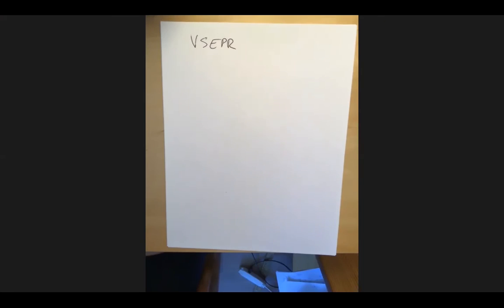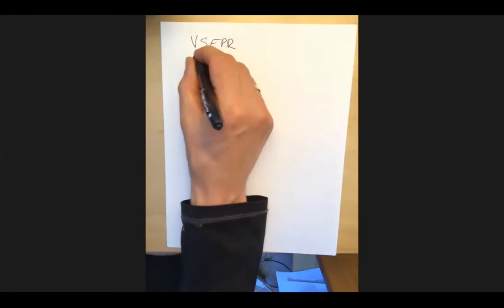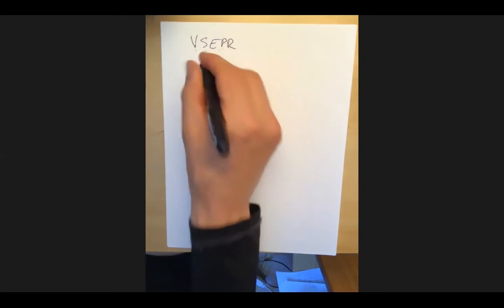So we're going to talk about VSEPR theory, which is valence shell electron pair repulsion.